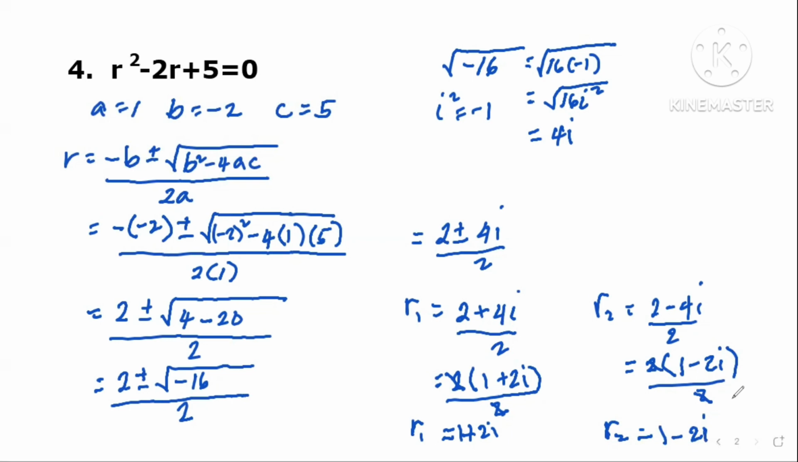Okay, so what are the solutions? We have 1 plus 2i and 1 minus 2i. That's it.